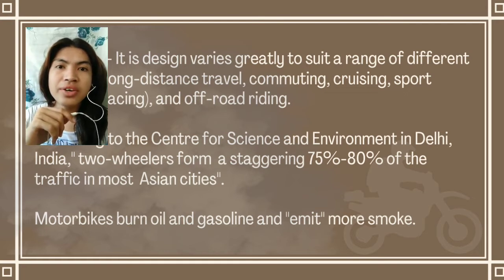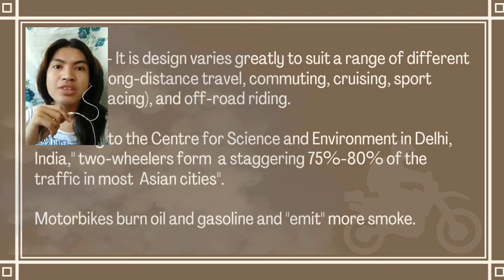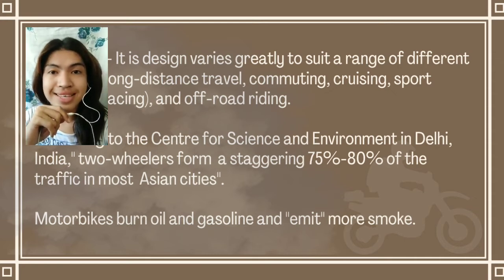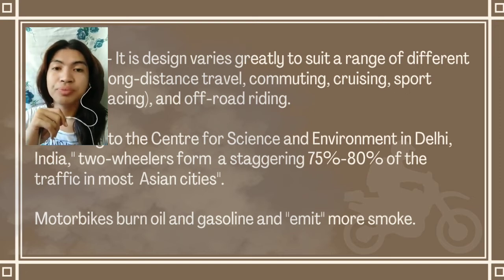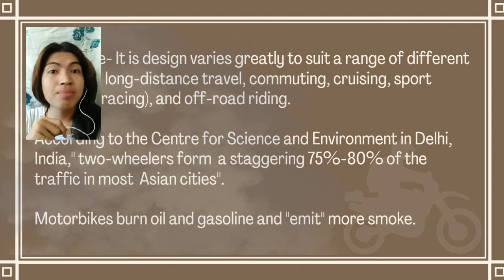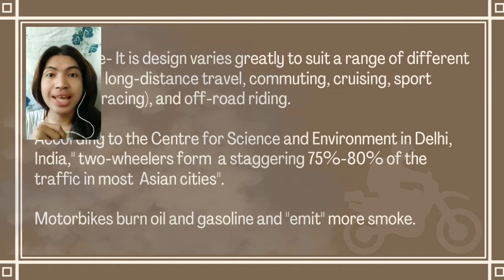According to the Center for Science and Environment in Delhi, India, two-wheelers form 75 to 80% of the traffic in most Asian cities. So it says that motorcycles are one of the reasons that cause traffic mostly in Asia. Motorbikes burn oil and gasoline, and as a result, emit more smoke like carbon dioxide. When carbon dioxide is emitted into the atmosphere, it affects the amount of greenhouse gases, which are linked to climate change and global warming.